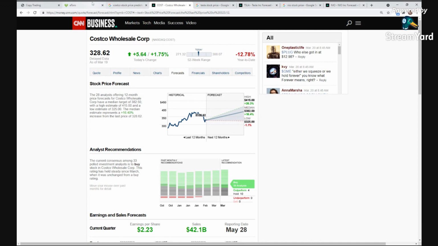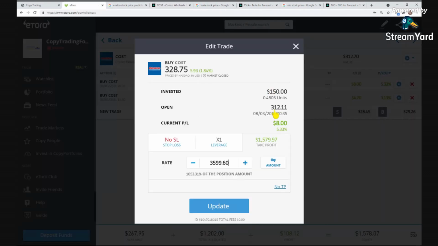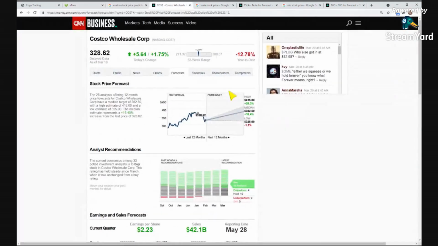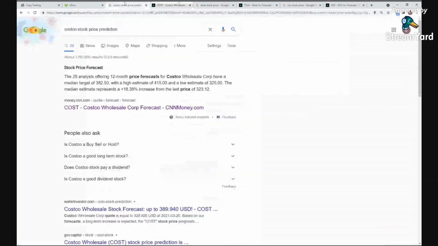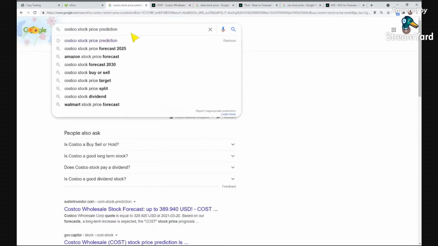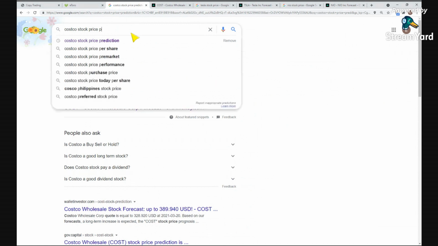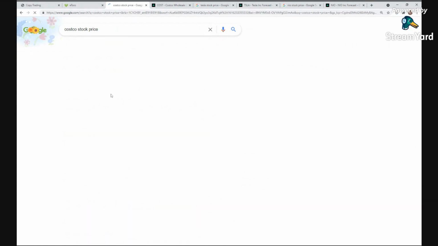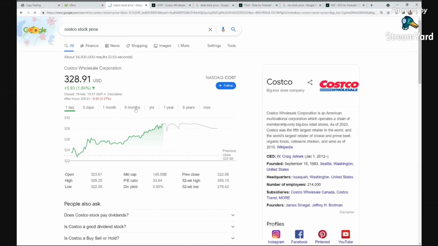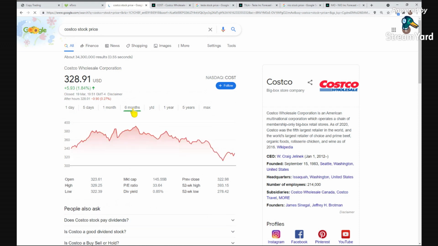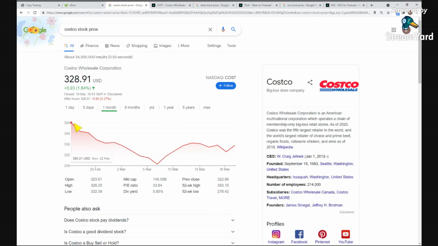And remember, I bought the stock at 312 here. So what I'm going to do is take the median price, 382, and then I come to Google and put in Costco stock price, and I check over the last 6 months, has it hit that target? Okay, so I click on 6 months here, and I check on 1 month too, because it'll be even bigger again.